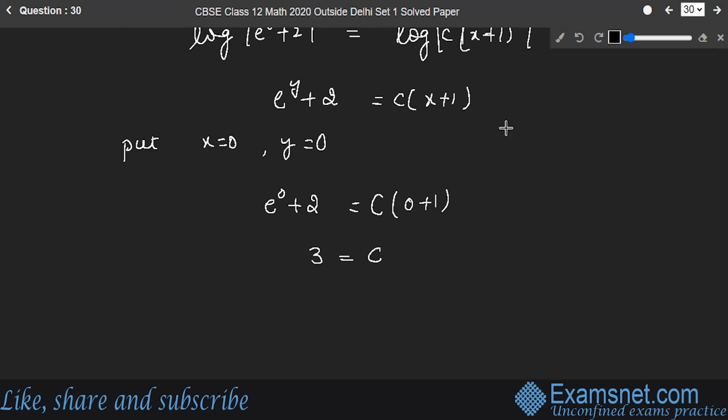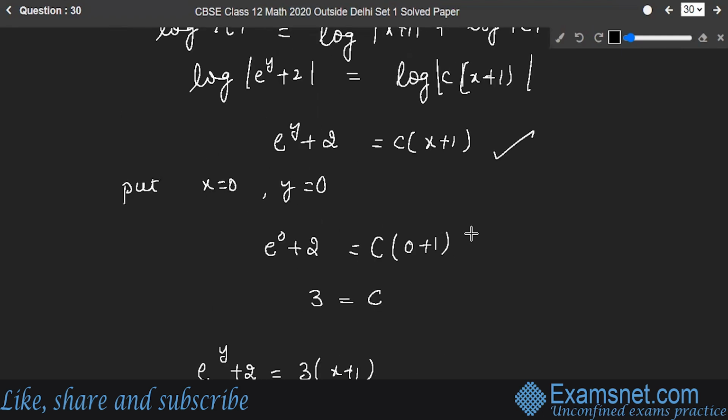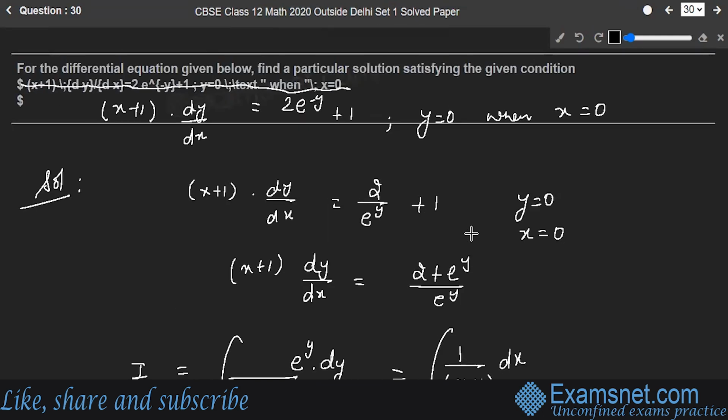Now let's put that in this equation. You have e raised to power y plus 2 is equal to 3 into x plus 1, or this will be equal to e raised to power y is equal to 3x plus 1. Yeah, so this is the answer to the question. Hope you understood that. Okay, then let's move to the next question.